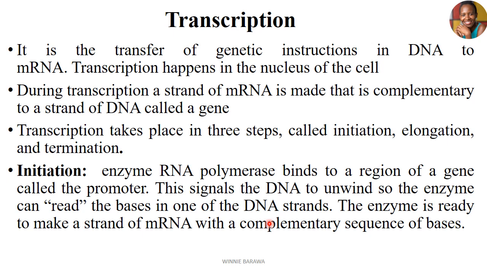Because we are making an RNA strand, we will not pair adenine to thymine. In the space where we're supposed to pair thymine, we shall replace it with uracil. But in the case where we have cytosine, we will correctly pair it with guanine, and where we have guanine, we shall correctly pair it with cytosine. So that's how the initiation starts.